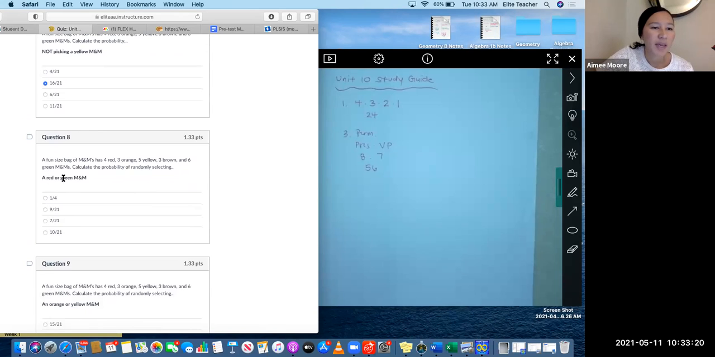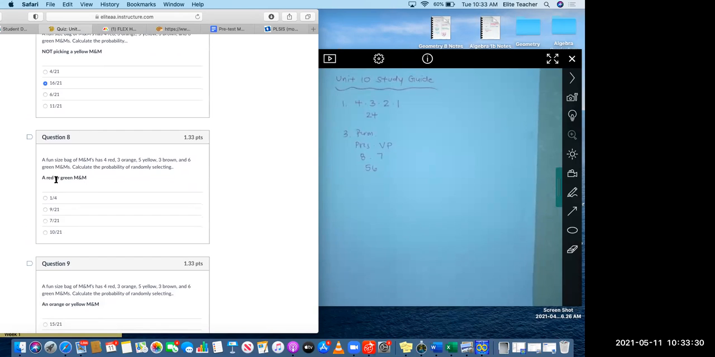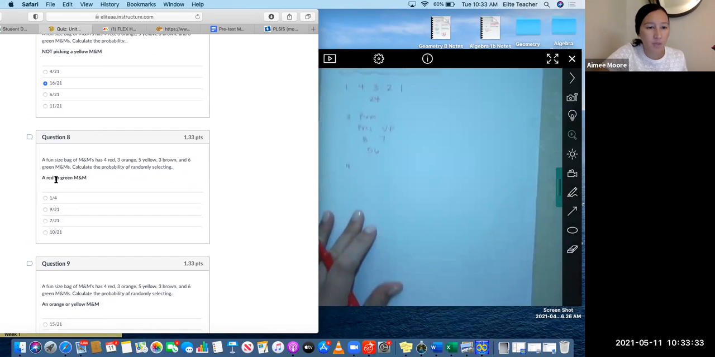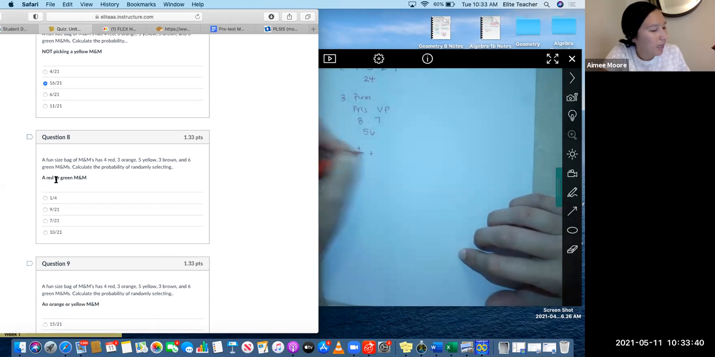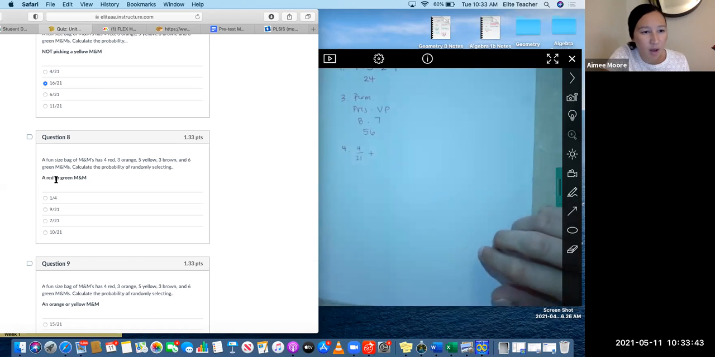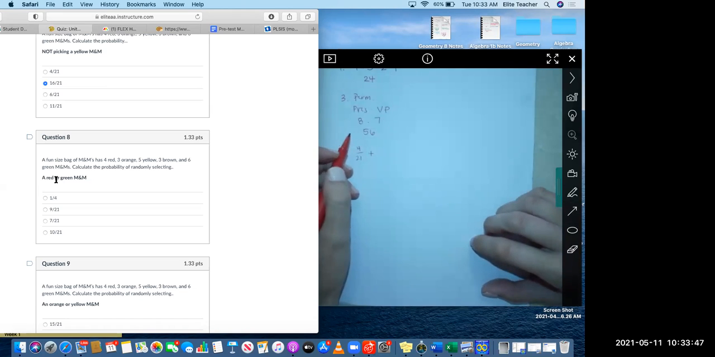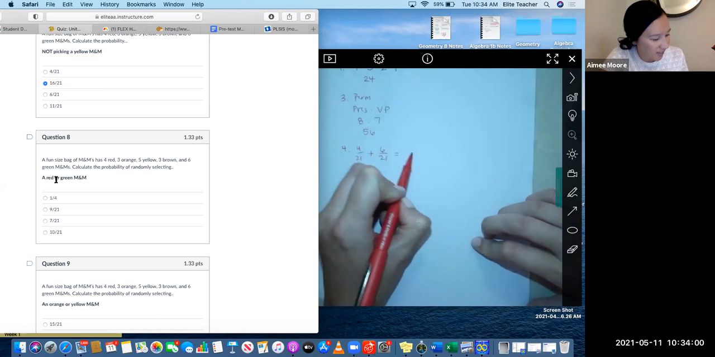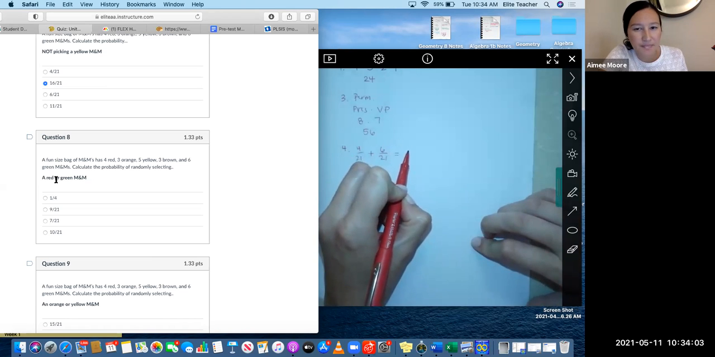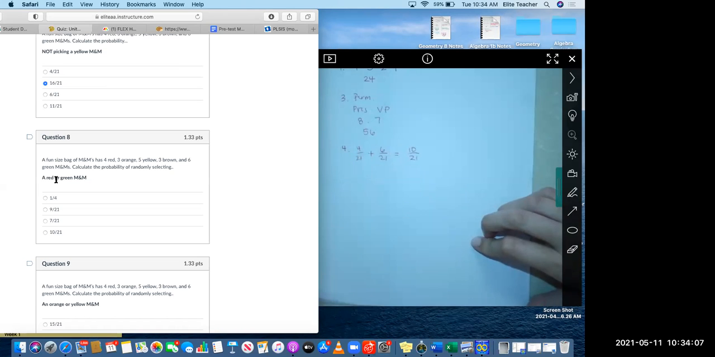Okay. Now picking a red or a green M&M. Do you guys remember when we do probability with or, do we add or do we multiply? Add. We add. Okay. So picking a red or a green M&M. What's the probability of picking a red? 4 out of 21, plus a green M&M. What's the probability of the green M&M? 6 out of 21. Good. So we add those together and we get 10 out of 21. Good.